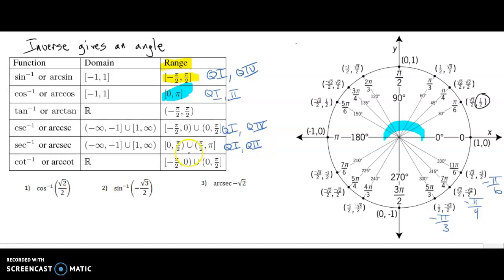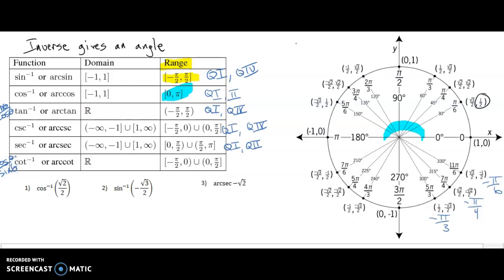And then tangent and cotangent are the kind of goofy ones. So tangent, remember, is sine over cosine. And so it's going to go with sine. It's going to have angles in quadrant 1 and quadrant 4. And then cotangent is cosine over sine.